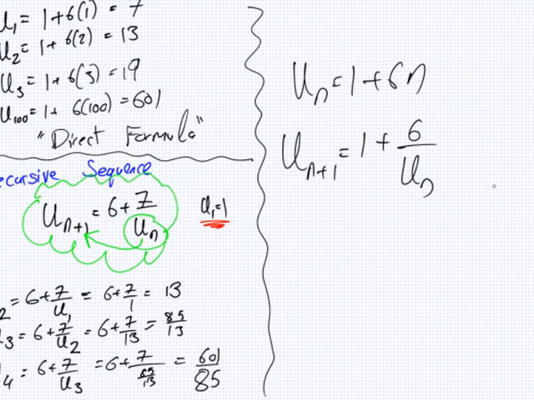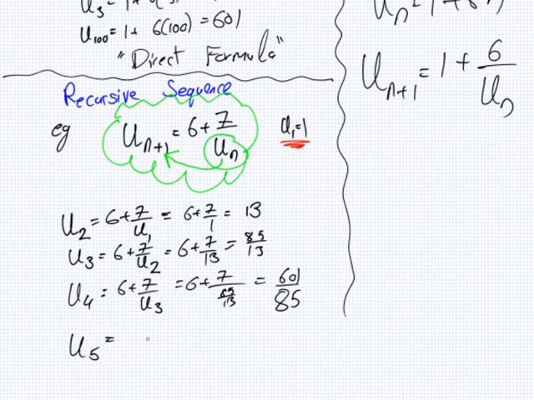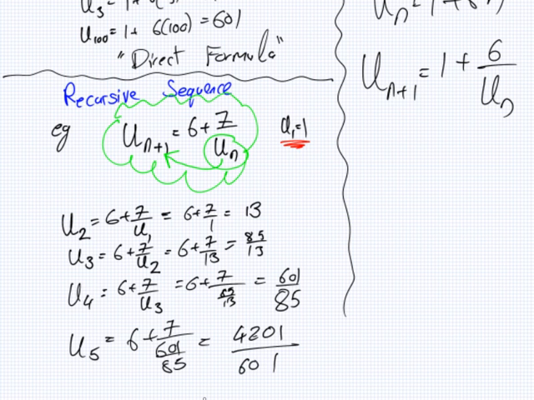What was it? 6 plus 7 over 601 over 85, which is 4,2,601. Yeah. Okay. Let's have a look at another one.